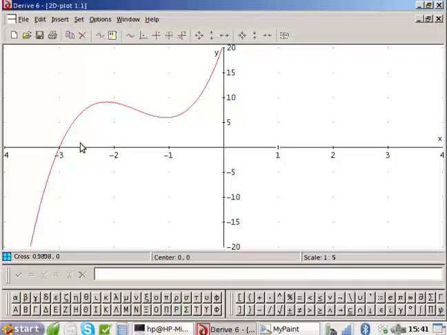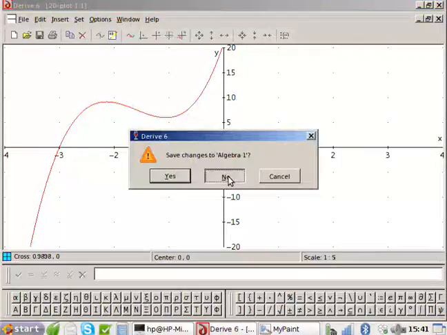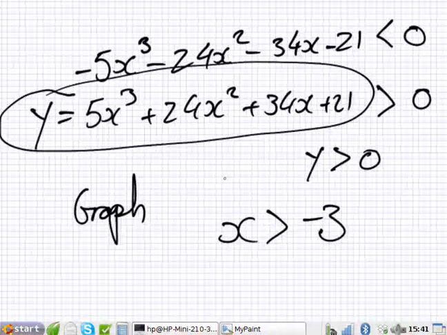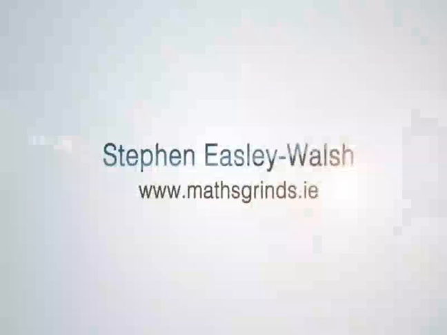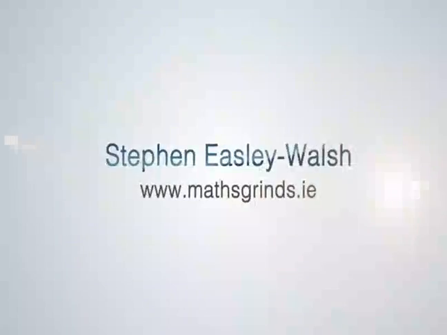Okay, so what we want to do now is draw this. Because I've done 3 examples already, I won't repeat it again. I'll just go straight to the graph because you know how to do it. We've done it a few times. So if I graph this straight away, what was the cubic? y equals 5x cubed plus 24x squared plus 34x plus 21.